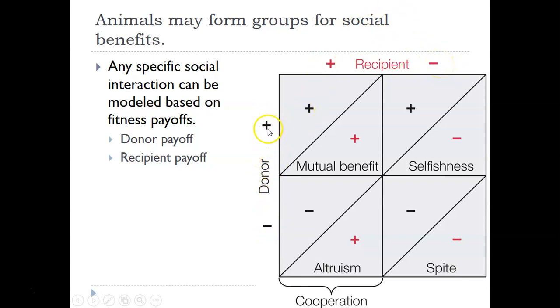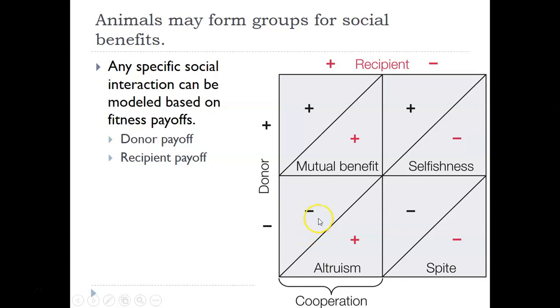So if you have a situation where whoever initiates the behavior toward the other individual is benefiting, you see the black pluses here indicating that the donor is benefiting and the recipient is also benefiting, we consider this to be a mutual benefit, which you could sometimes refer to as a mutualism. And so this would be a situation where both individuals that are part of this behavior are benefiting, both the doer and the doee, if you will, of the social interaction.